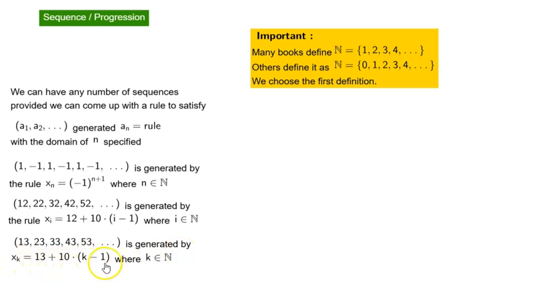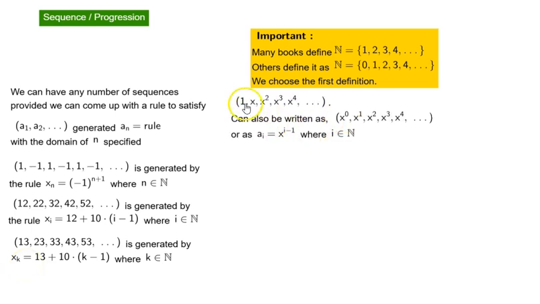13 plus 10 times (k minus 1). Why k minus 1? We have already seen. But here I wanted to explicitly show that the subscript identifier need not be i only. It can be any letter. It can be i, it can be k, it can be any other letter.